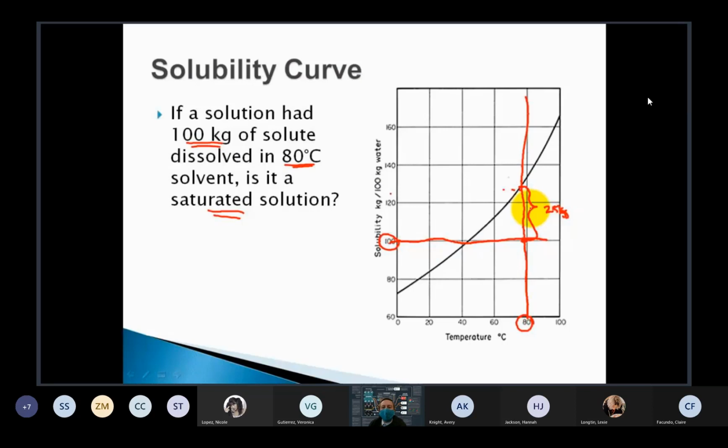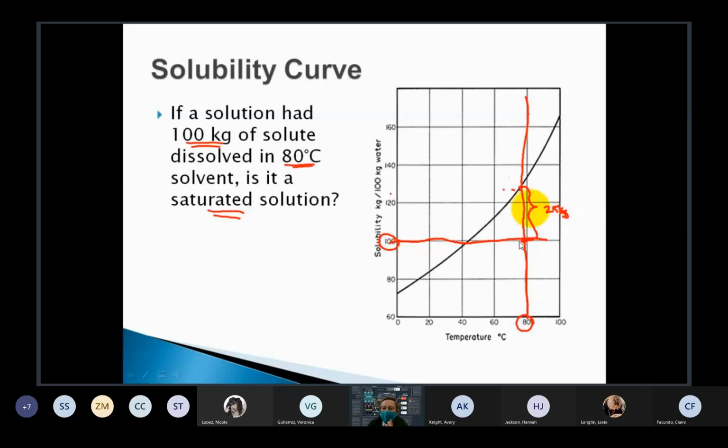Here's an example of a solubility curve and a quick question. If a solution had 100 kilograms of solute dissolved in 80 degrees Celsius solvent, is it saturated? That's 100 kilograms of solute per 100 kilograms of solvent. So let's just look at the units on our graph. This is kilograms per 100 grams water. This is temperature. If we're at 80 degrees Celsius and we have 100 kilograms per 100 kilograms, we just have to find that on the graph.